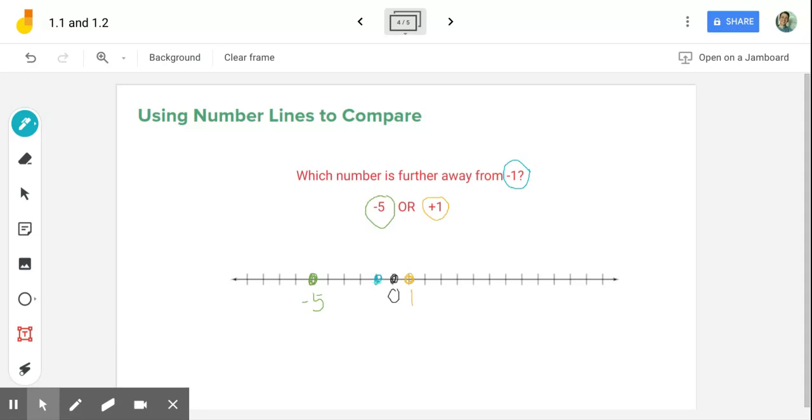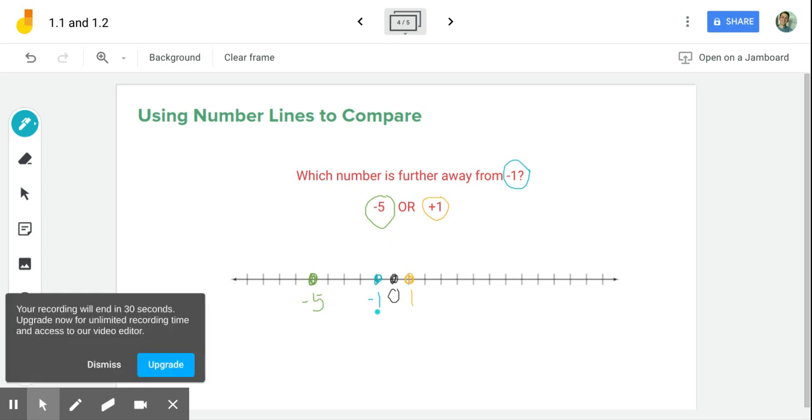Now that I've got my number line set up and labeled, I can figure out which number, negative 5 or positive 1, is further away from negative 1. And without even counting yet, I can already see which one is further away. But to double check, I can count the spaces between. So there's 1, 2, 3, 4. The difference between negative 5 and negative 1 is 4. The difference between positive 1 and negative 1 is 2. Which one's further away? I can use my number line to know that negative 5 is further away from negative 1.